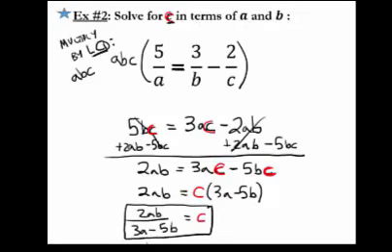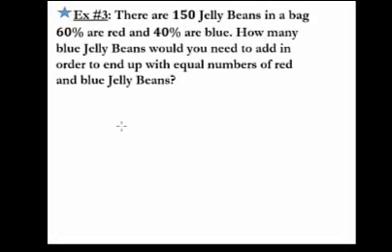Let's take a look at one more example. Example number 3. There are 150 jelly beans in a bag, and 60% are red, and 40% are blue. Okay. How many blue jelly beans would you need to add in order to end up with an equal number of red and blue jelly beans?